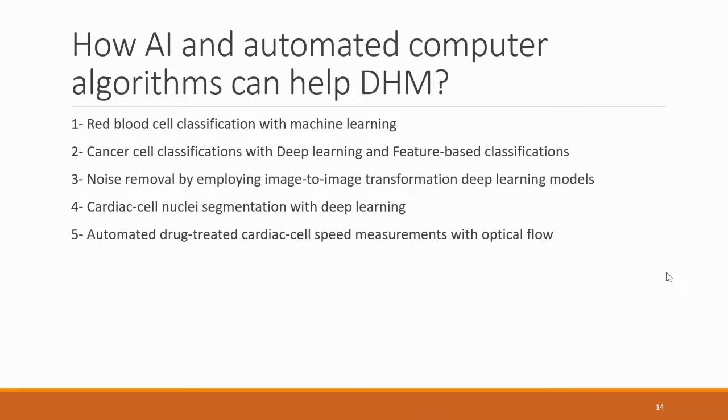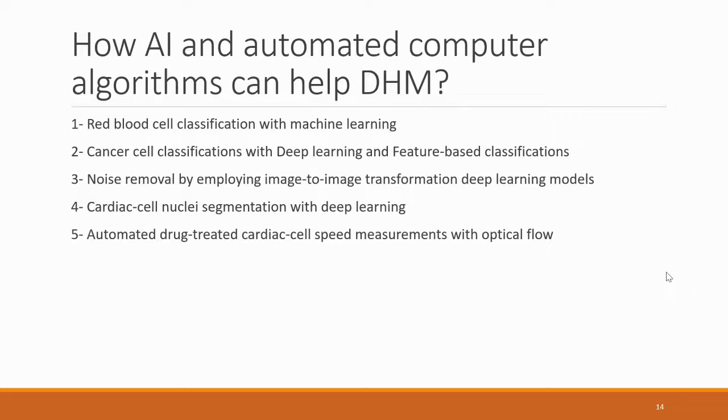Okay, so I explained a little bit what digital holographic microscopy is and what quantitative phase imaging is. Now I'm going to show you how AI, an automated computer algorithm, can help digital holographic microscopy. First, I'm going to show you red blood cell classification with machine learning and pattern recognition. Secondly, I'll show you cancer cell classification with two methods: one is deep image learning, and the other is handcrafted feature-based classification. Number three, I will show you how an image-to-image transformation deep learning model can be used to remove noise in digital holography. And number four, I'm going to show you cardiac cell nuclear segmentation with deep learning in digital holographic microscopy.